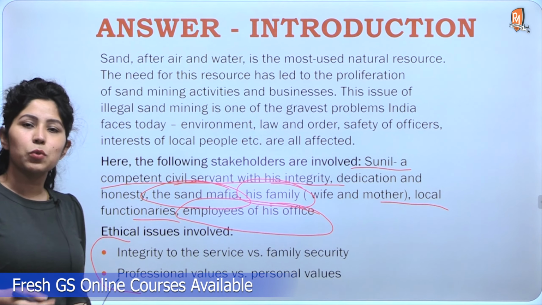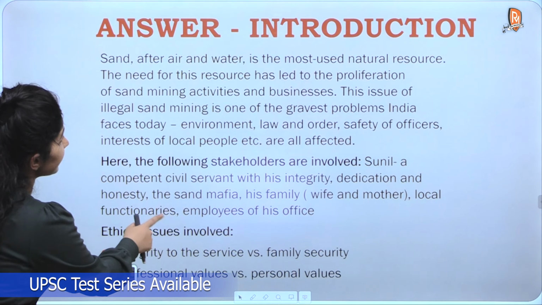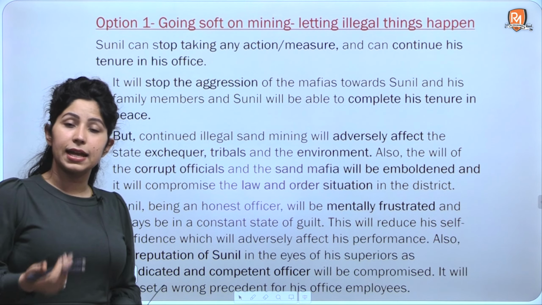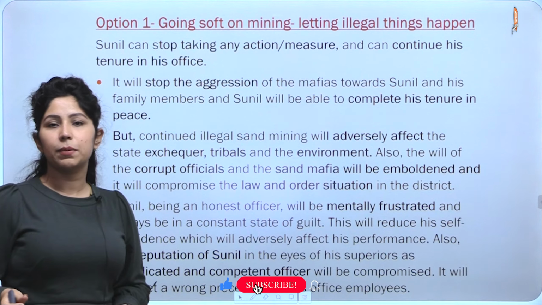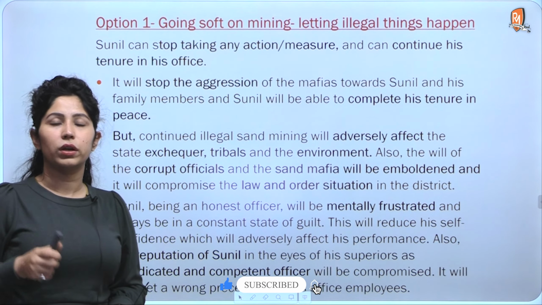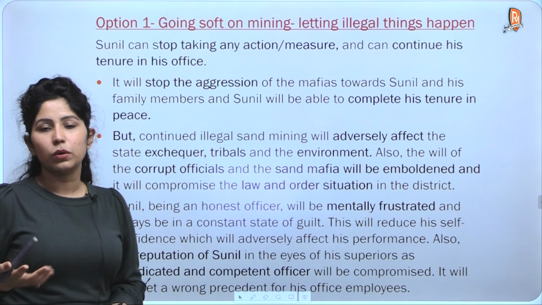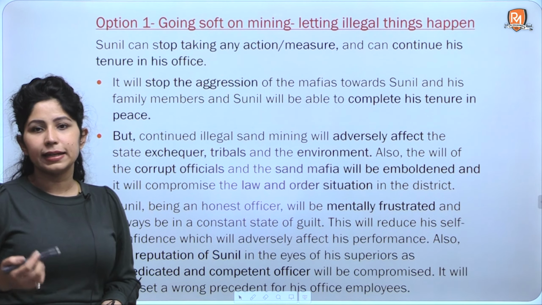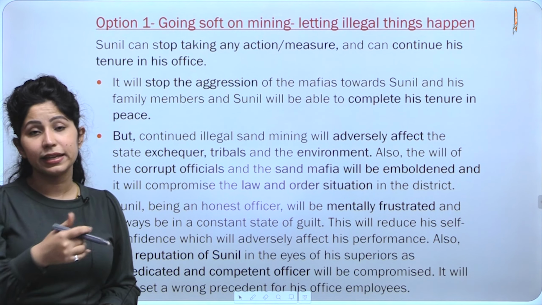So moving on, let's see what are the options that we have. What are the options that Sunil has? The easiest option is that he lets the illegal things go on. He lets whatever is going on without being worried about people, groundwater, or the quality of water in the river, or without caring about the people where he is posted. So going soft on mining, letting illegal things happen, is the first approach. We have to also critically evaluate the options.